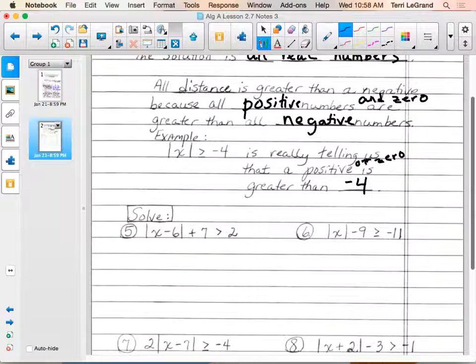5. How far is 5 from 0 on the number line? It's 5 units away from 0. Is 5 greater than -4? Yes. Somebody pick a number other than a positive number.